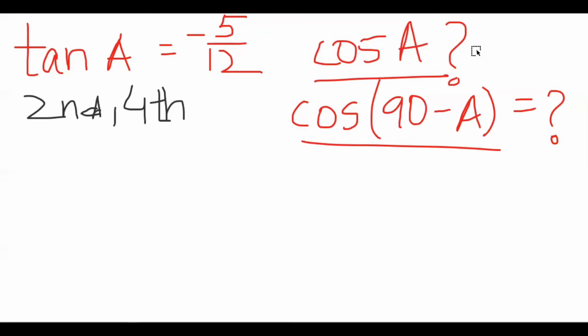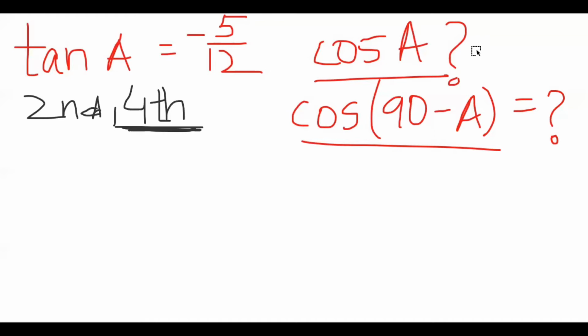So in the second quadrant, tan and cos both are negative. So they have the same sign. Whereas in the fourth quadrant, cos is positive and tan is negative. That tells us that in the fourth quadrant, the tan and cos have opposite signs, and that's how we are going to choose that this angle A is present in the fourth quadrant.